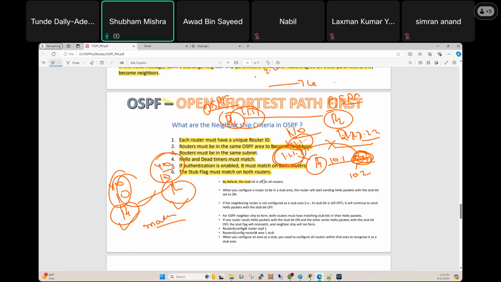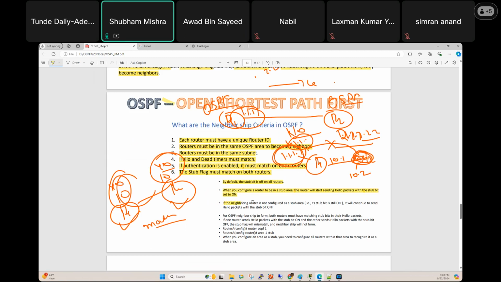In CCNA, by default the stub bit is off on all routers. When you configure the router to be in a stub area, the router starts sending hello packets, and in this hello packet the stub bit is set on. Are you getting my point? By default it is off, but when you enable it, the router starts sending hello packets with the stub bit enabled.